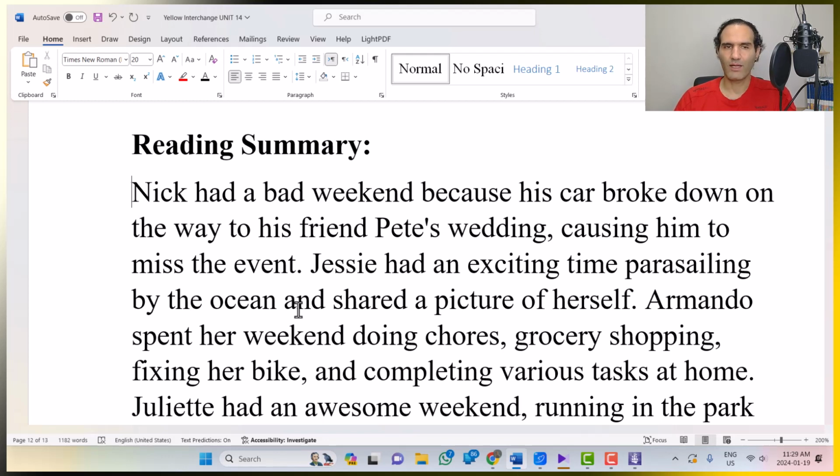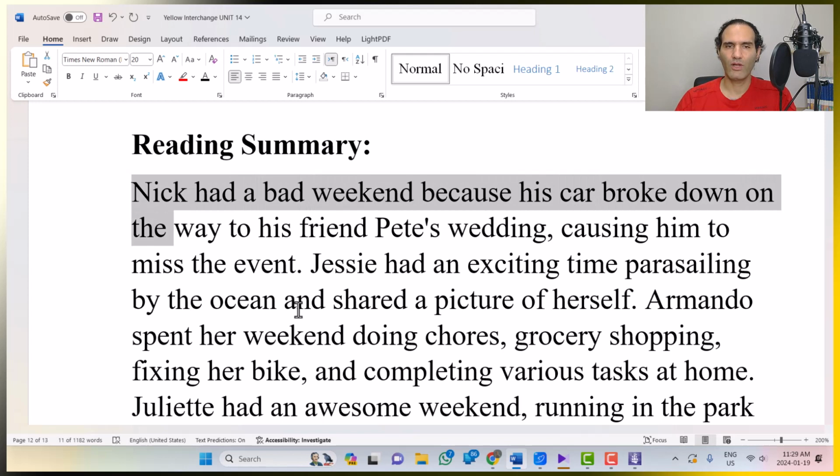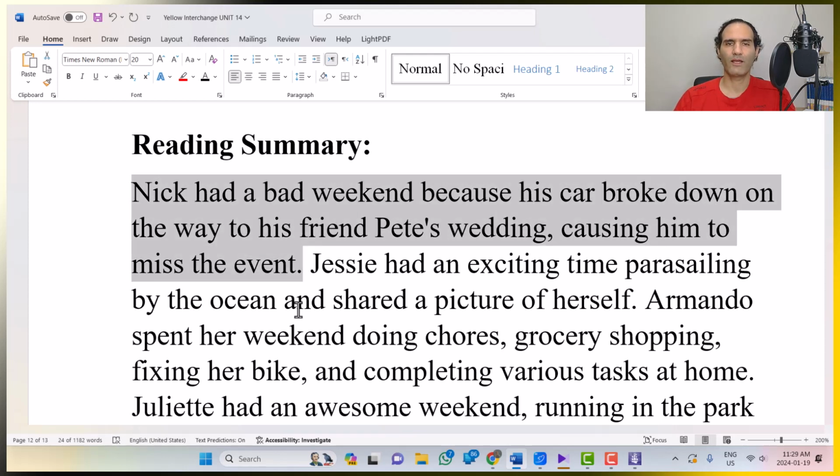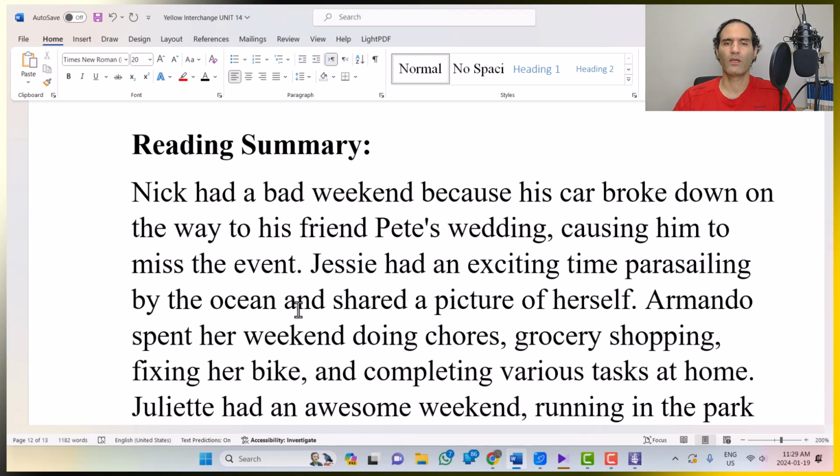Now, my summary. Nick had a bad weekend because his car broke down on the way to his friend Pete's wedding, causing him to miss the event. Which event? The wedding event that we talked about. Short and simple like this. We understood the meaning without extra bells and whistles, no frills.